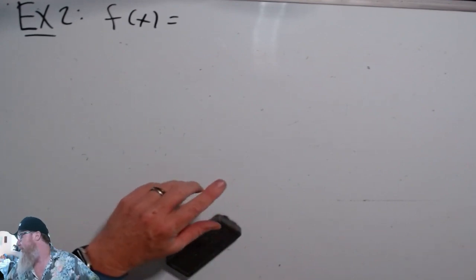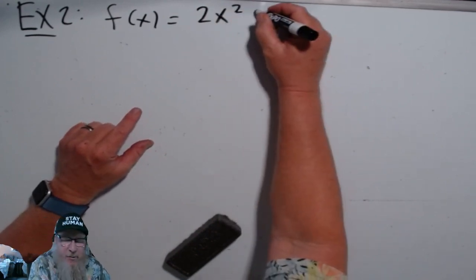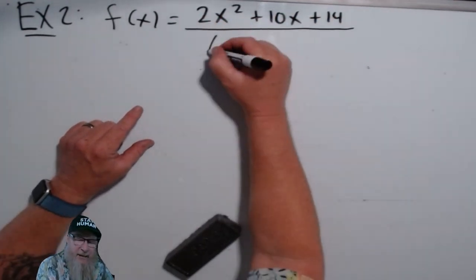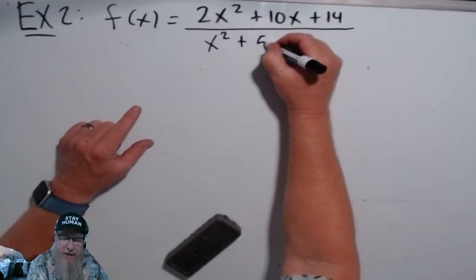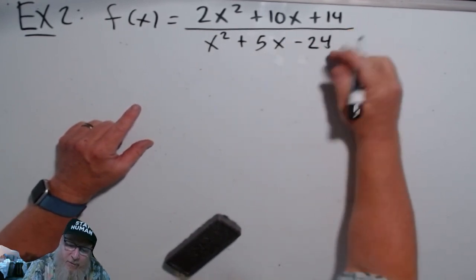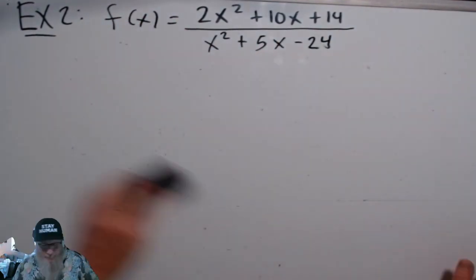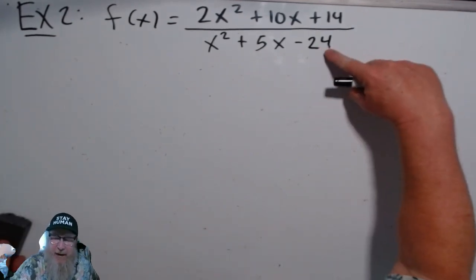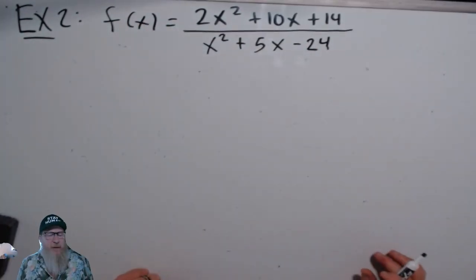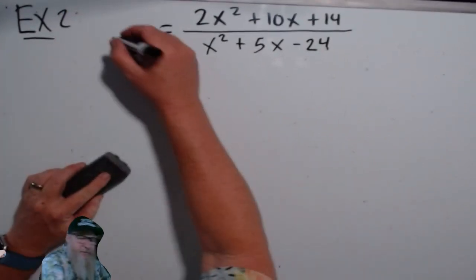So I'm going to start off with a new function in the same category. So we did one very similar to this, 2x squared plus 10x plus 14 over x squared plus 5x minus 24. So when I say that we've done this problem before, I mean we've done a problem of this type. Call this a rational function. It's a polynomial divided by a polynomial. Okay, and the numbers might be different, but the general flavor of the equation should remain the same. Okay, so this is our function.